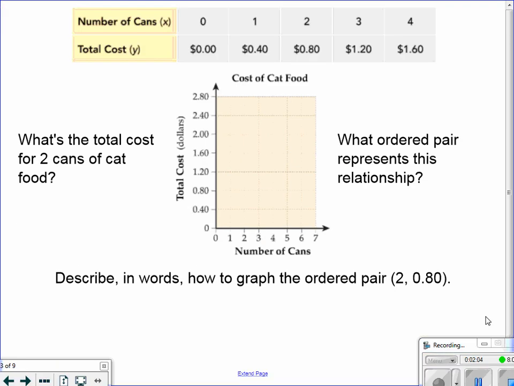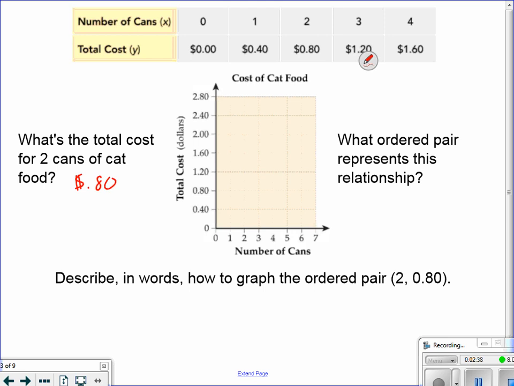Okay, looking at the next slide here, we've got a table, and you can see the top row of the table says number of cans, and that's going to be our x variable. The bottom row is the total cost, that's going to be our y variable. So the first question there, what's the total cost for 2 cans of cat food? Well, I can simply look at the table and see that for 2 cans, it's going to cost us 80 cents. So 80 cents is our cost there.